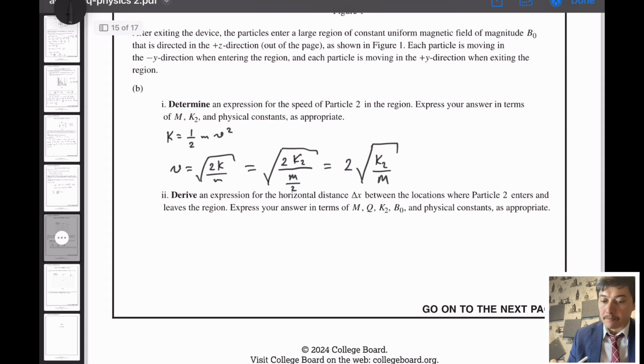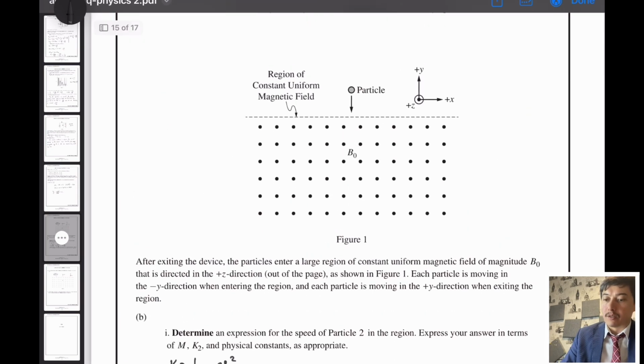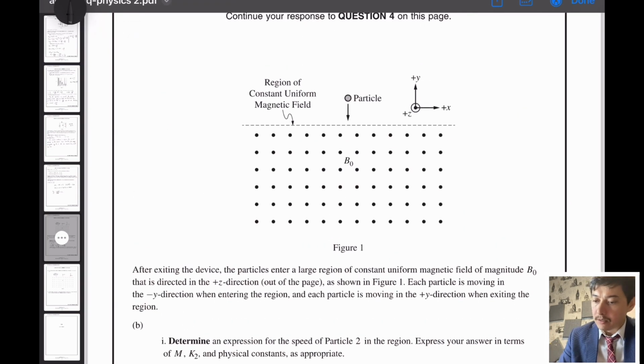Part B, second. Derive an expression for the horizontal distance delta x between the locations where particle 2 enters and leaves the region. Express your answer in terms of capital M, Q, K2, B0, and physical constants as appropriate. Okay, now the magnetic field is outwards, the particle is moving downwards at the beginning.